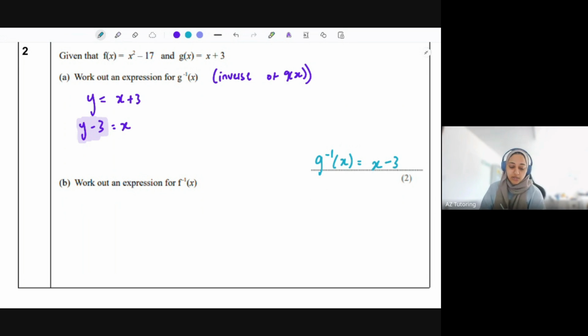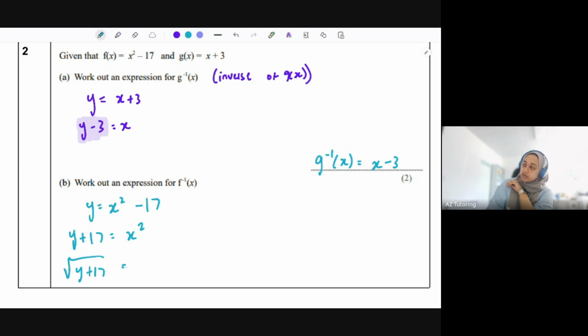Okay, part B says work out the expression for the inverse of f of x this time. So f to the minus 1 of x. We're looking at this one here. Change that f of x to a y. So y equals x squared minus 17. And I'm getting x as the subject. So I'm going to plus 17 to the left-hand side. So y plus 17 equals x squared. And to get rid of that squared, the opposite of squaring is square root. So I'm going to square root y plus 17. That equals x. So I've got x by itself.